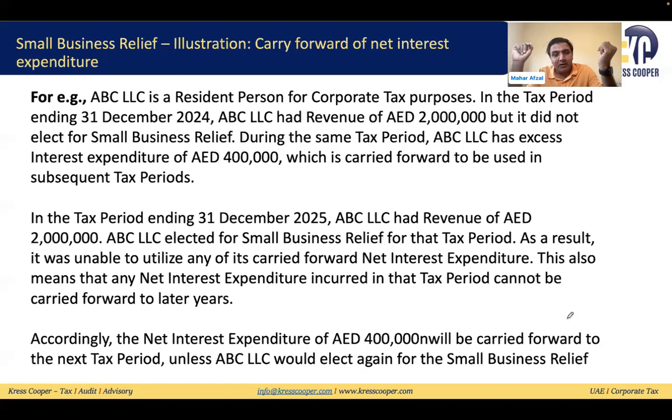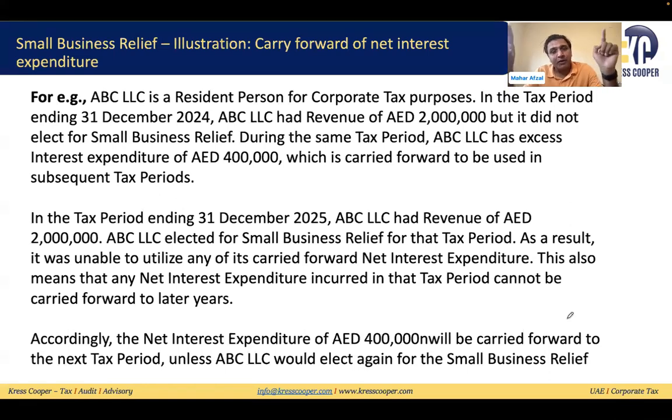The bottom line is, accordingly, net interest expenditure of 400,000 will be carried forward to the next year. Yes, it will be carried forward unless ABC elects again for small business relief. Yes, it can be carried forward, but if they're electing for the small business relief, then they cannot adjust it. This 400,000 can be carried forward in any subsequent period, maximum up to a period of 10 years, when the business does not opt for the small business relief.